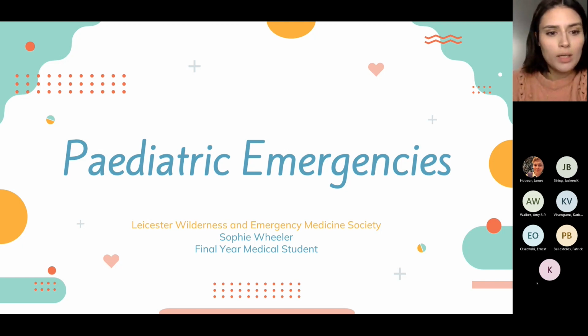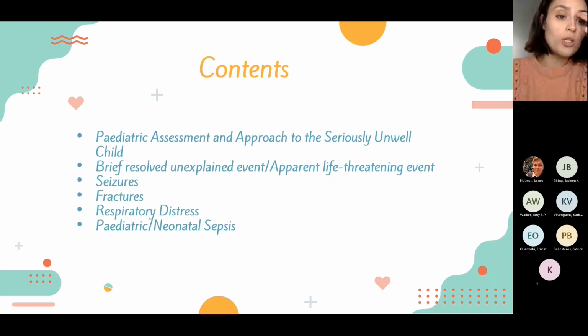So we'll get going. These are the topics that we're going to cover today. We've got, in general, the assessment approach to a seriously unwell child coming into the department. We've got brief resolved unexplained events, also known as apparent life-threatening events. Seizures, different types of fractures that you might see in children, and then respiratory distress, which will include a variety of conditions within that. And then paediatric and neonatal sepsis we'll touch on briefly as well.